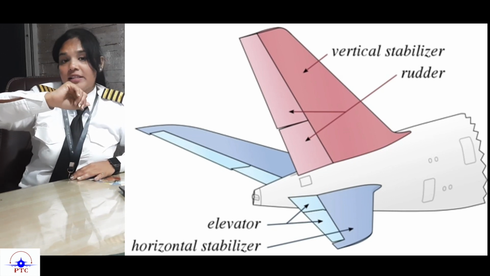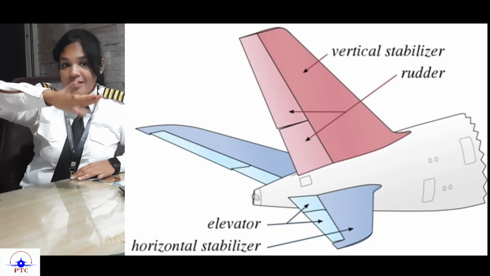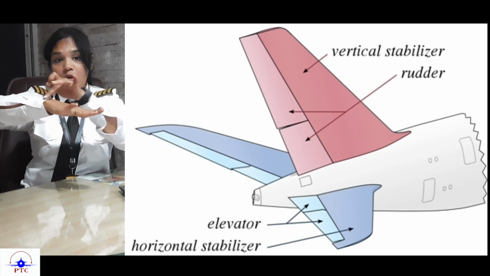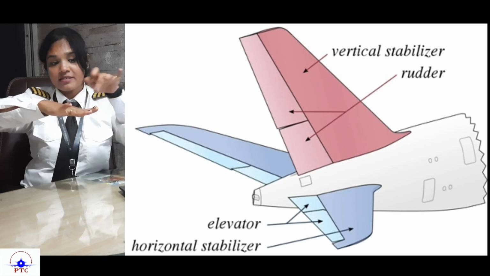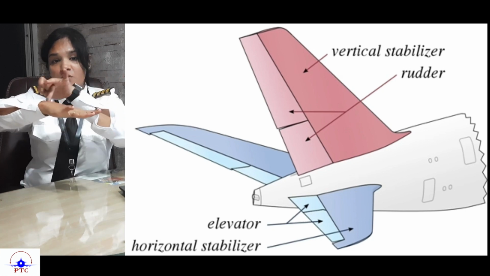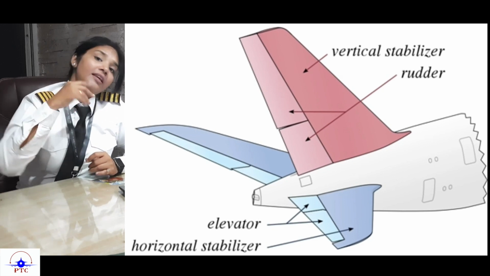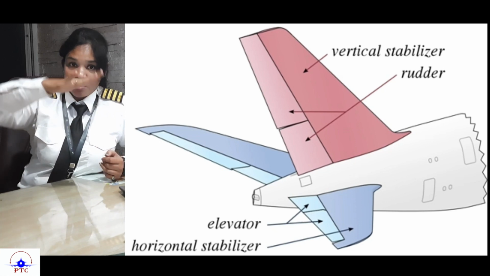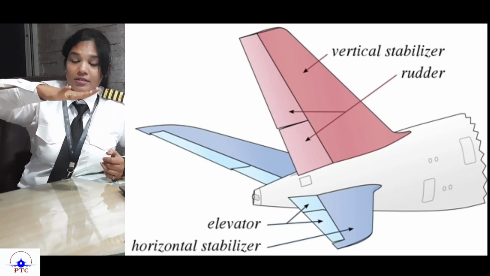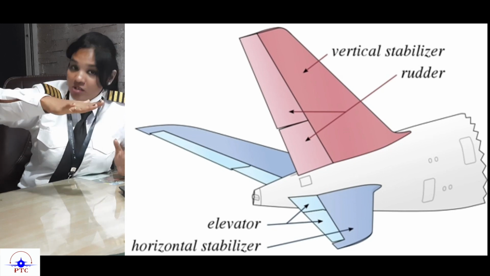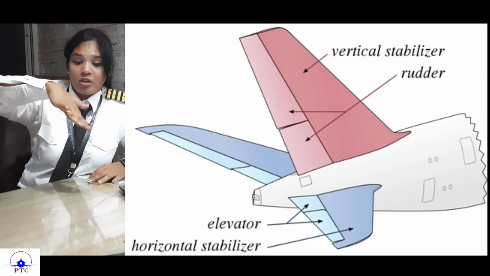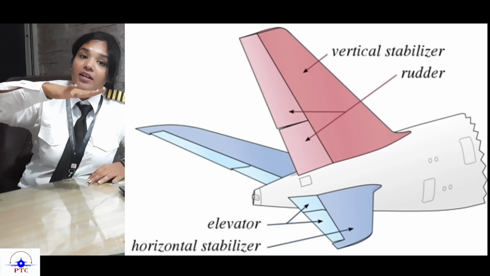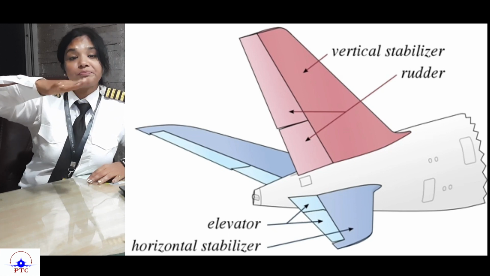Another movement the aircraft has is the rolling movement, where the axis of rotation is the longitudinal axis. These are the three movements of the aircraft. So your horizontal stabilizer gives stability over your pitching movement, and your vertical stabilizer gives stability over your yawing movement. These are the stabilizers in the aircraft.